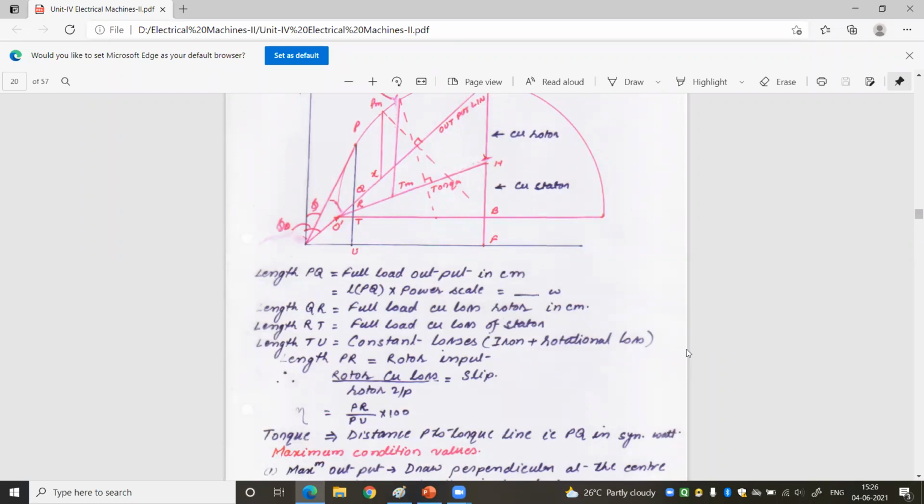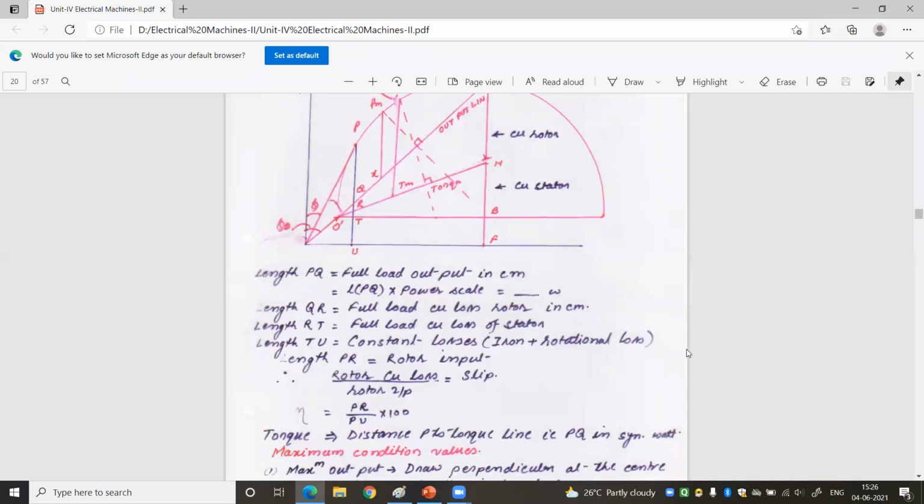Length P to R is the rotor input. From the rotor copper losses divided by the rotor input, we can calculate the slip, and from the slip it is possible to calculate the speed of the motor. Similarly, the efficiency.